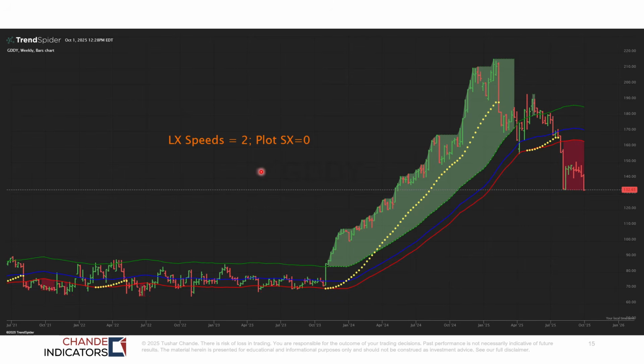Here we have GoDaddy again, and I've only plotted the speed equal to 2, and I've turned off the short side exit, just to give you a clean look at what the speed of the exit looks like. And now I will show you a couple more charts where the speed remains the same. And remember, this was weekly data, but the chart interval will change. So that just shows you that we can use this exit on any chart interval.